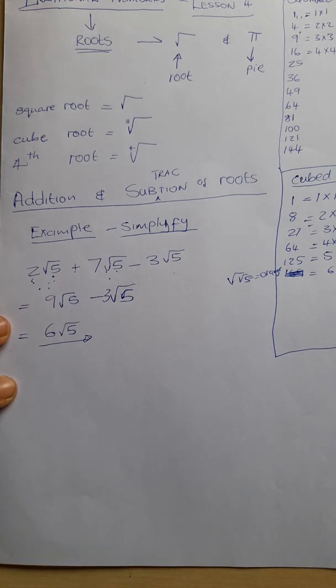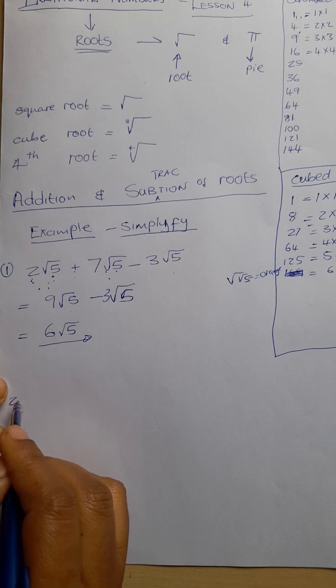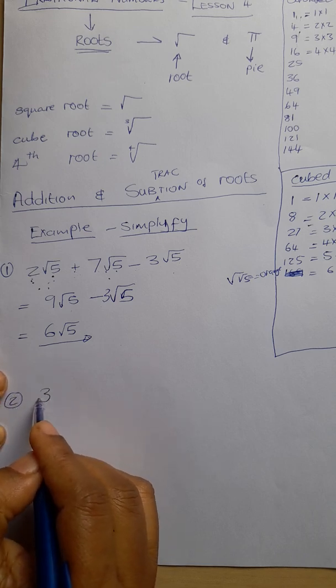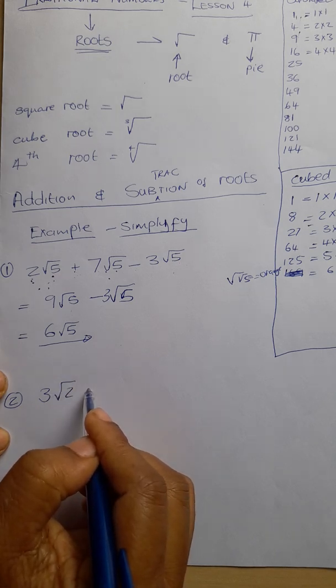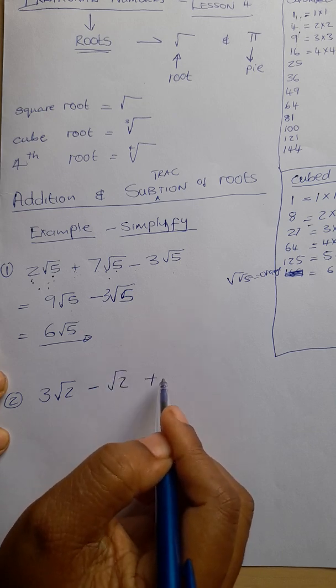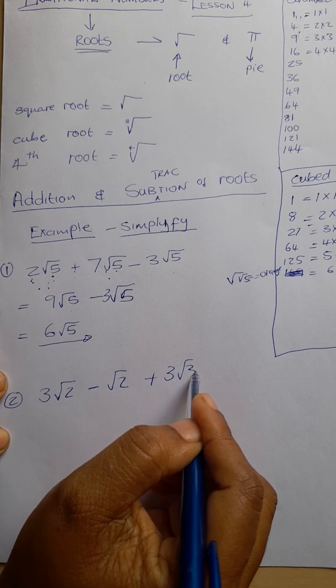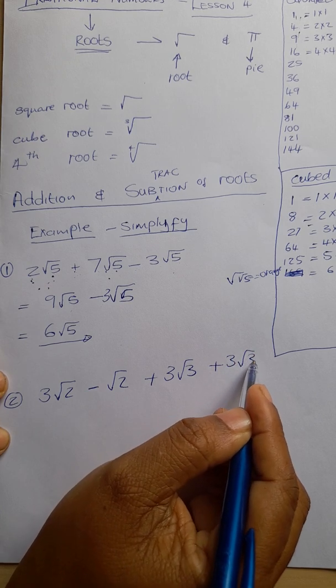We will come across problems where we have different roots, and I will show you how to deal with it. Let me make an example where we've got different roots. This is example number 1. Let's do example number 2. So we have 3 square root of 2 minus square root of 2 plus 3 square root of 3 plus 3 square root of 3.